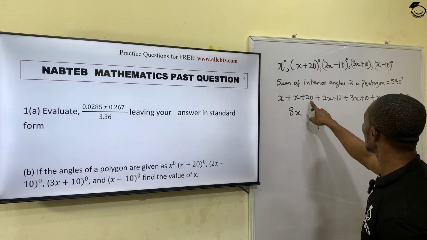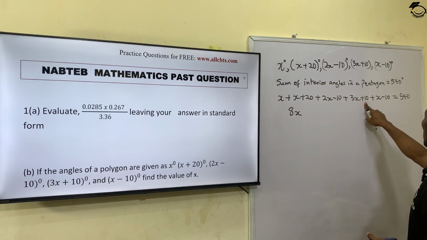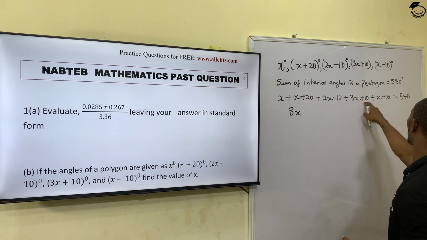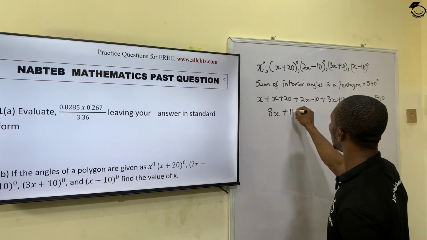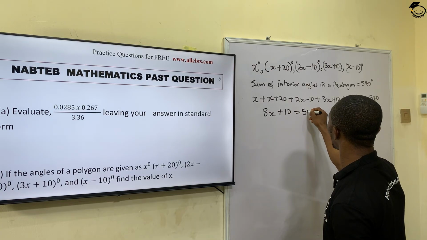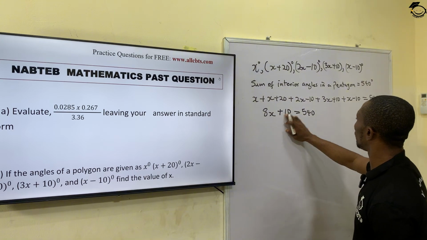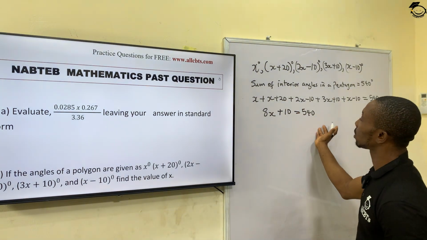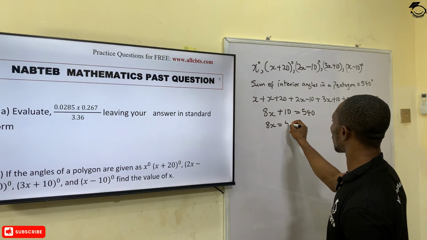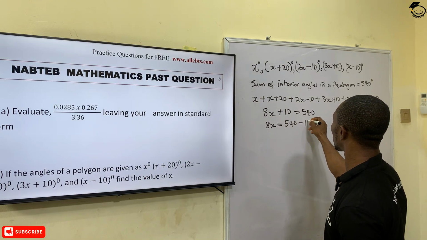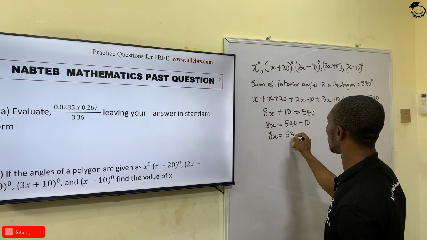8x, 20 minus 10 is 10, 10 plus 10 is 20, 20 minus 10 is 10. So this will be plus 10 equals 540 degrees. So now, subtracting 10 from both sides, we have 8x equals 540 minus 10, which gives us 8x equals 530.